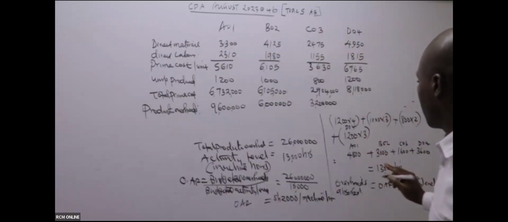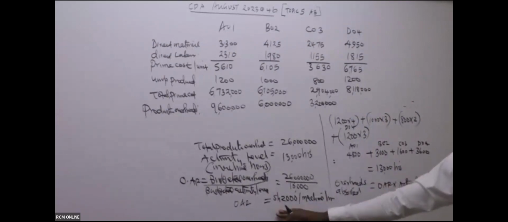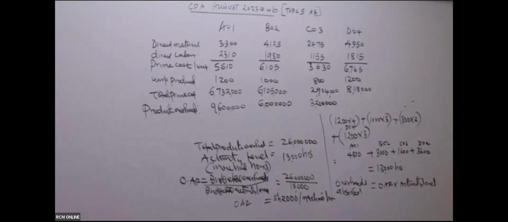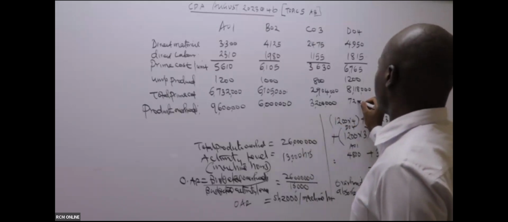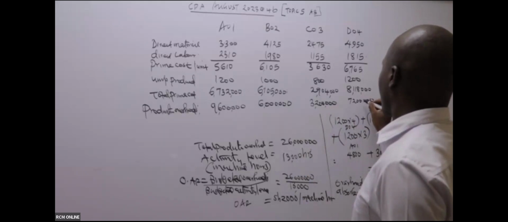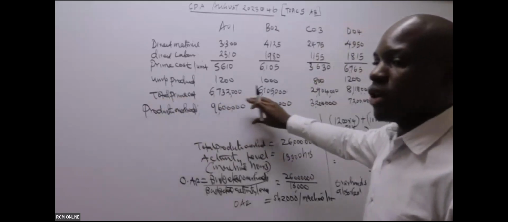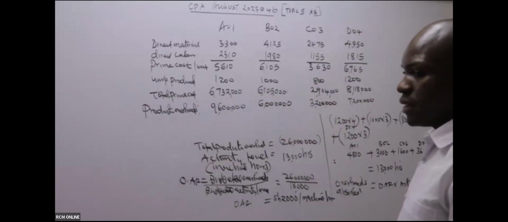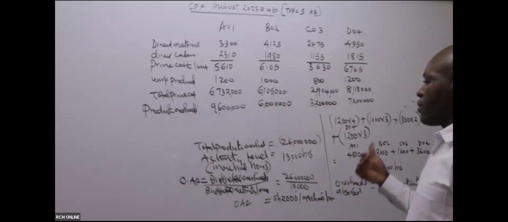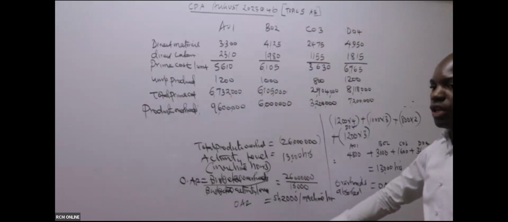And the last one, we have 3,600 hours. We multiply by the overhead absorption rate. So 3,600 by 2,000. We are getting 7 million. If you add the total overheads in this row, you should be able to get 26 million, because this is what we are distributing to the individual products.